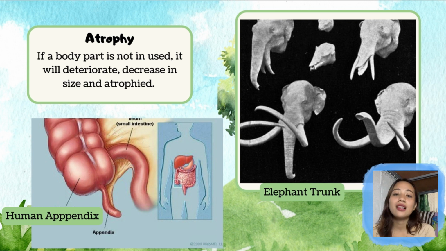Another example is the elephant trunk. This is the fossil record of elephants. As you can see, the early ancestors of elephants had a small trunk because, the same as with the giraffe, the resources and food were available below, on the ground. However, as the course of evolution progressed, the resources depleted, causing the trunks of elephants to grow longer.